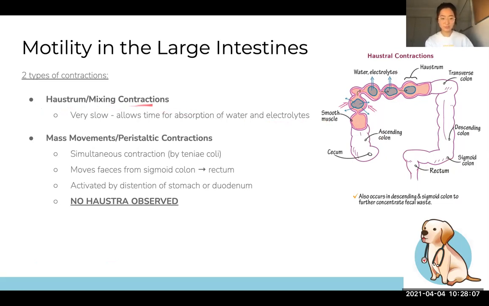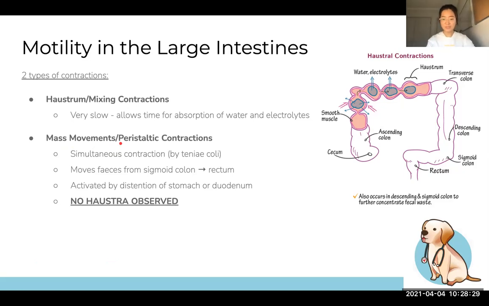During the process of haustral contractions, this is when all the water and electrolytes are being absorbed from the fecal matter. Otherwise, you just have a lot of diarrhea. And once that has all happened, then we want to move all of this fecal matter towards the sigmoid colon, towards the rectum, in order for defecation to take place. So that's then called a mass movement.